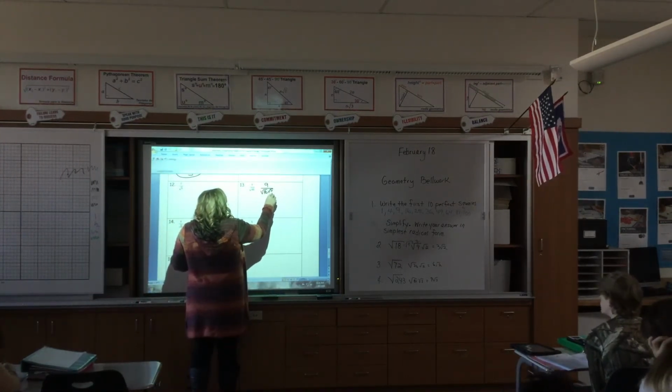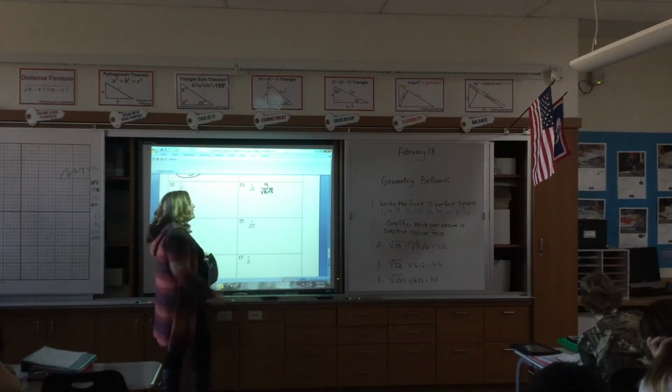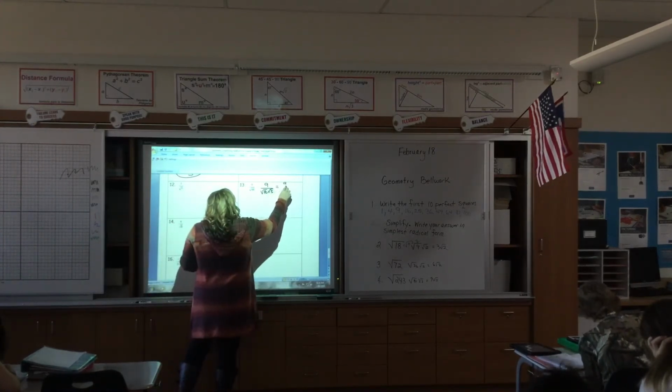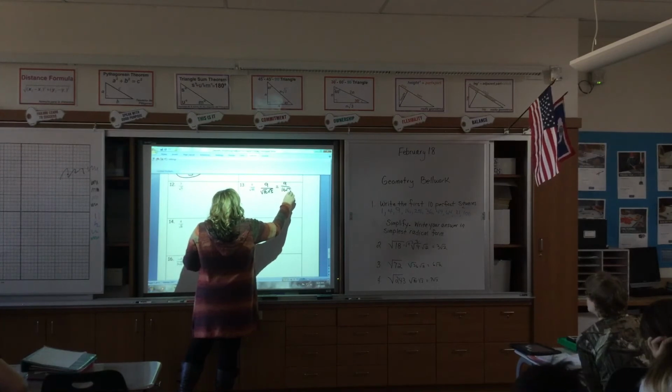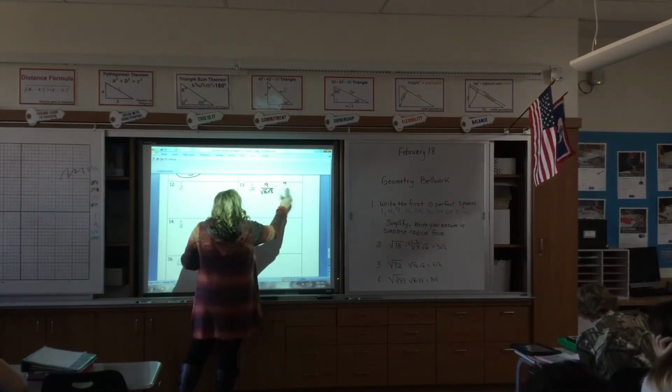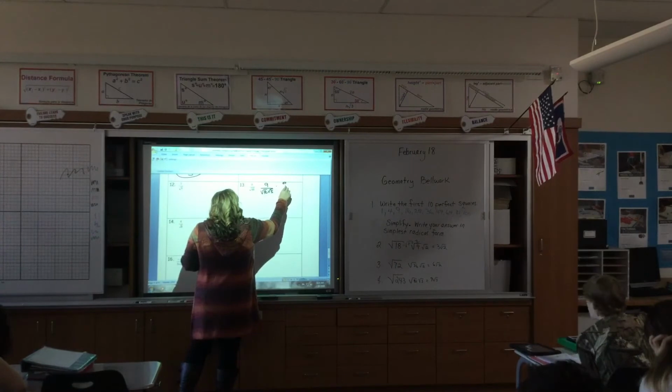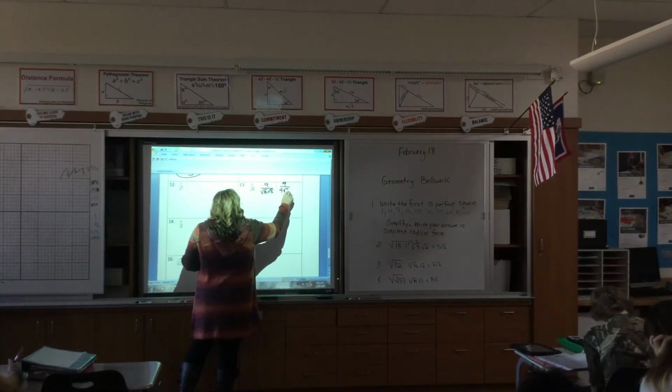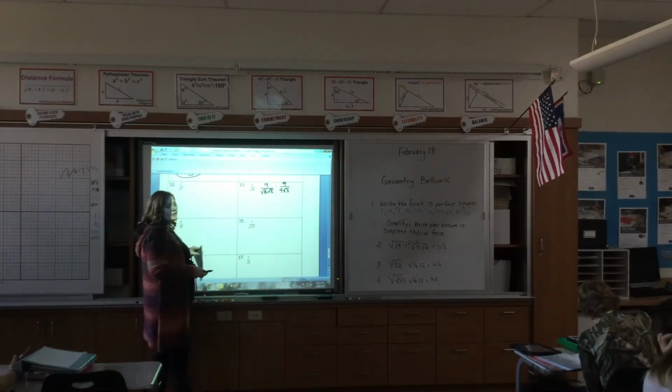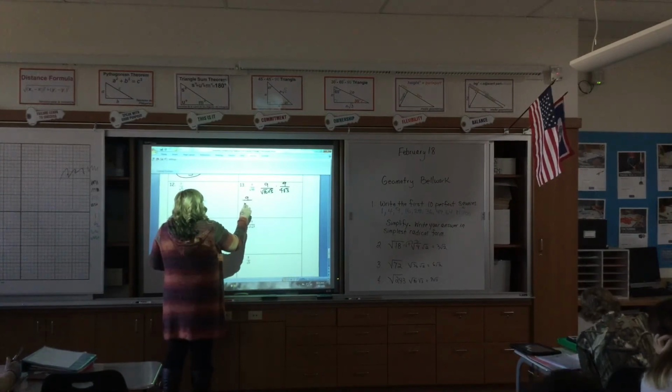Okay, let's look at this one right here. There are several ways you can do this one. You can go ahead and do root 48 over root 48, but how many of you think there's a perfect square in 48? I do. Thanks, CJ, for being so exuberant. Find the perfect square in root 48. Let's go ahead and simplify that first, and then we'll do it the other way too.